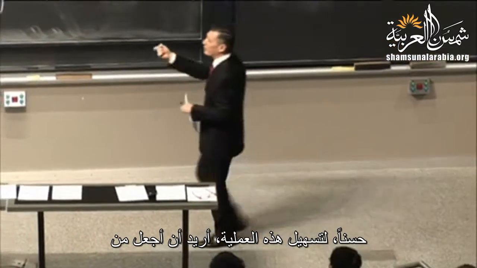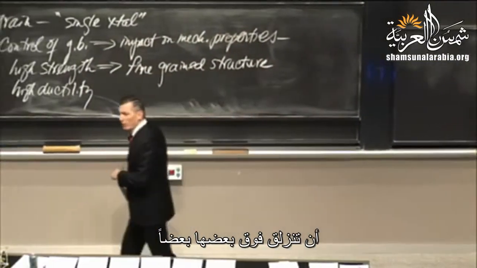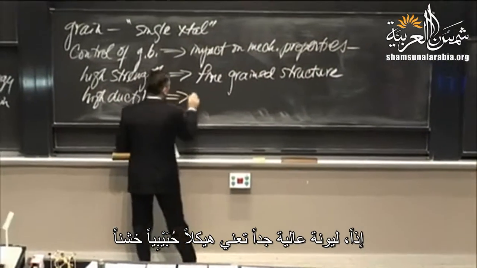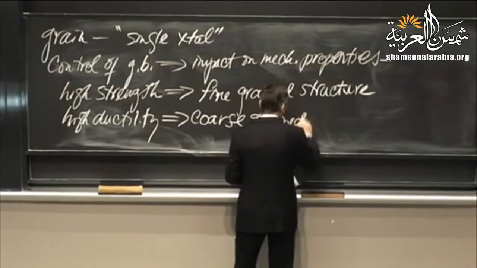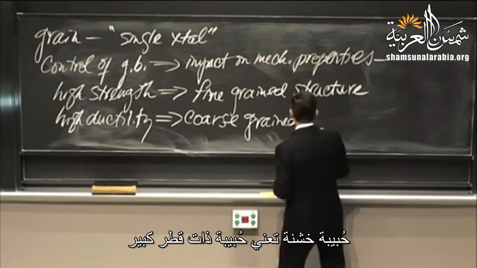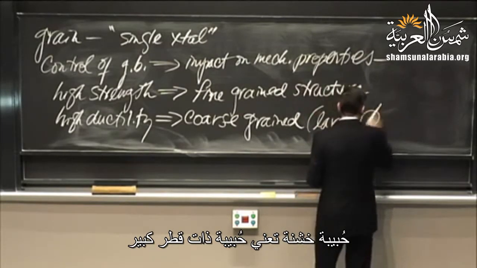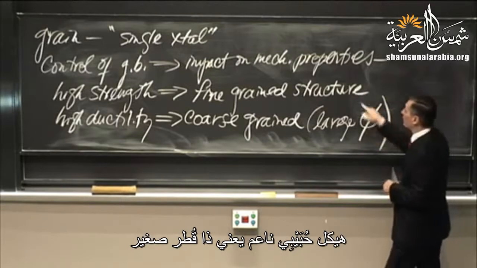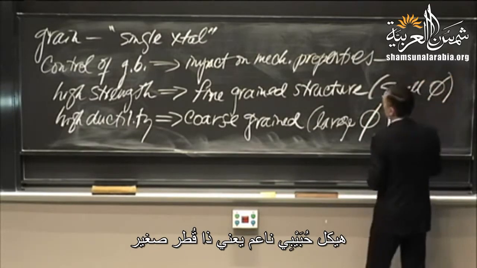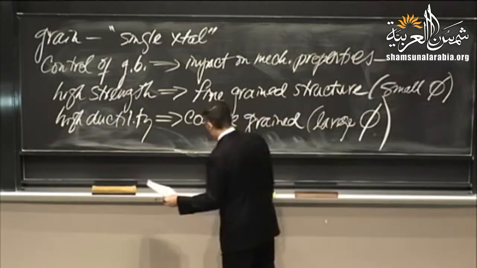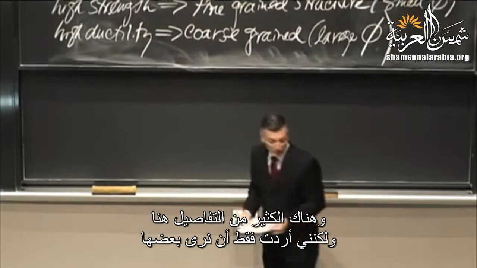Well, to facilitate the process, I want to make it as easy as possible for those atoms to glide over one another. So high ductility means coarse grain structure. Coarse grain means large, if you like, large grain diameter. Fine grain structure means small diameter. Right? So there we go. That's the beginning, and there's a lot more to it, but I just wanted you to see that there is something.